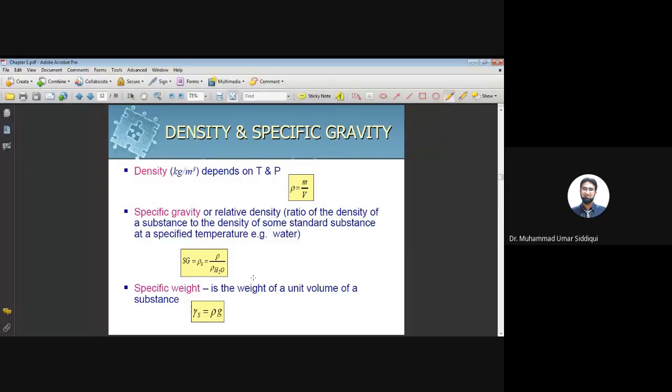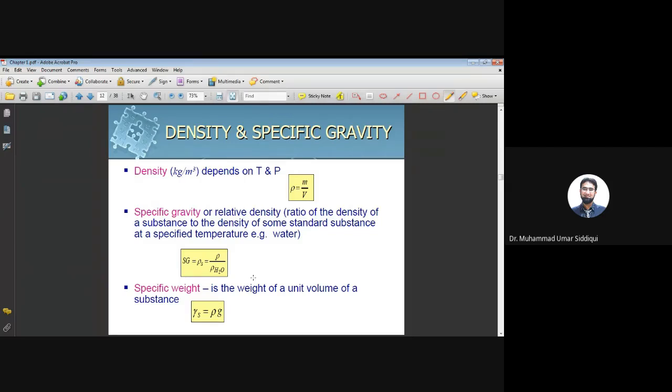Yes, sir. Okay. So density is mass per unit volume. This will be kg per meter cube. And it depends upon temperature and pressure. If you change the temperature and pressure, the density would definitely vary.